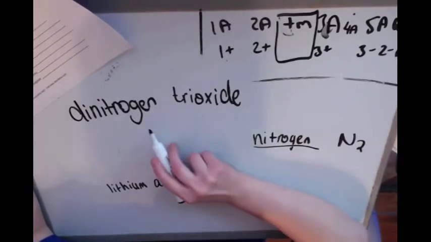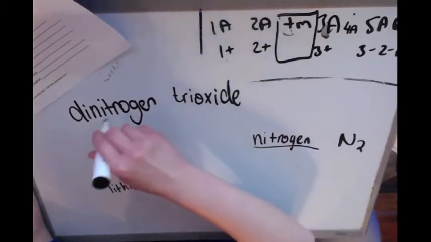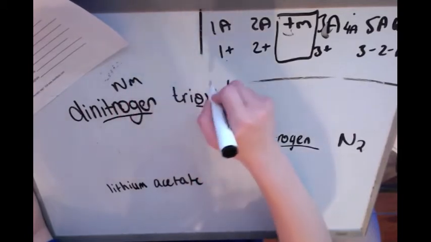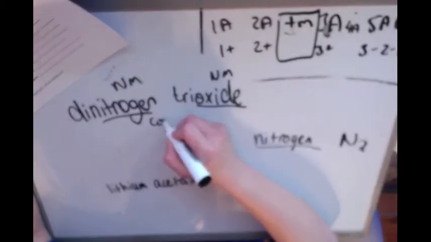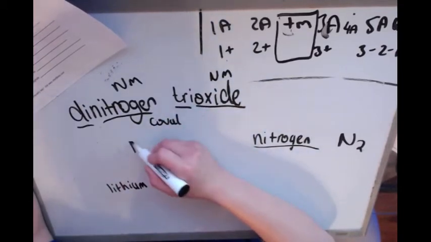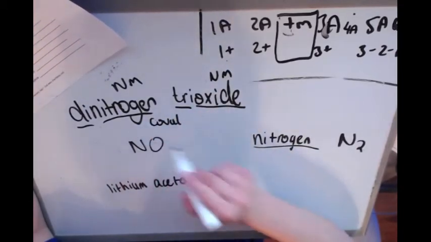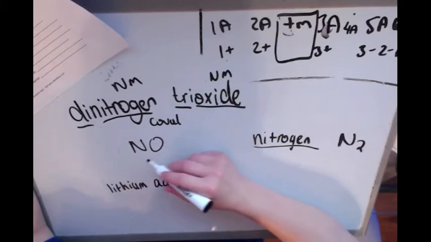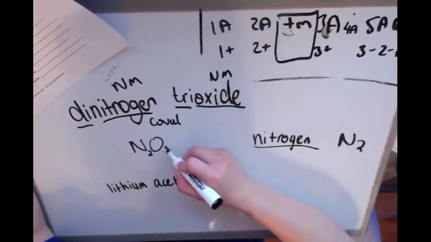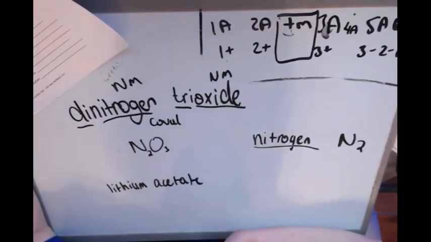So let's start with this one, dinitrogen trioxide. Well, it's got nitrogen and oxygen in it. This is a nonmetal, this is a nonmetal, so this is a covalent compound, and that's why it has the prefixes. So you simply write N and O for nitrogen and oxygen. They're covalently bonded, so we write them together. Di means 2, and tri means 3. So that's how you would write that one.